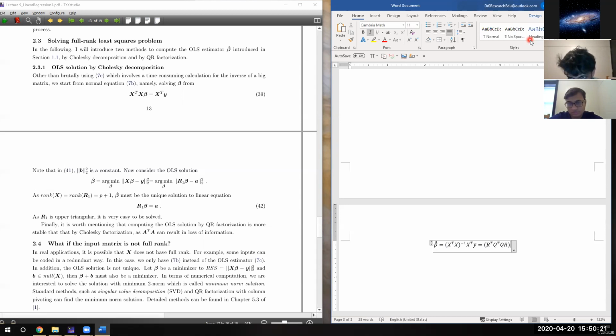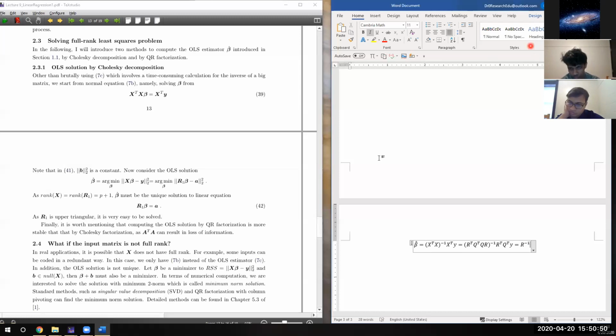QR inverse, and then X^T is again R^T, Q^T, y. And then it equals R inverse. R inverse must exist, okay? The reason I just mentioned. This is the thin version.